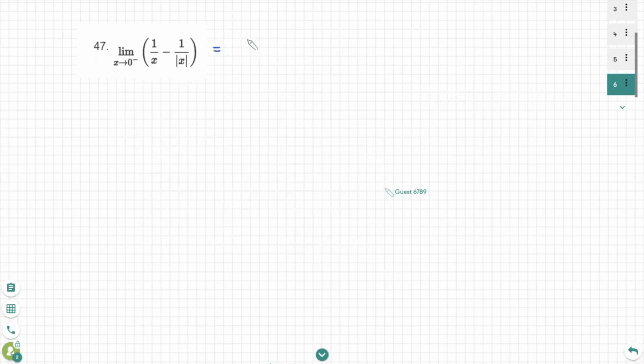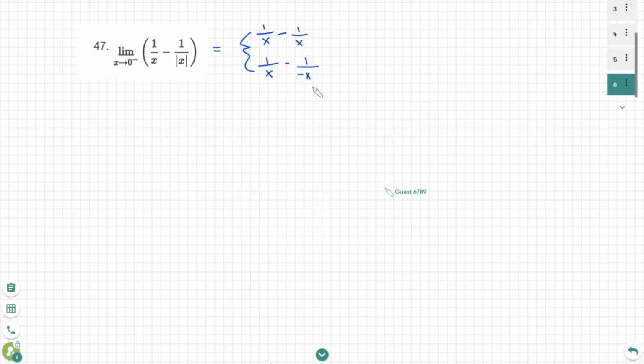If x is greater than 0, then it's just the normal 1 over x minus 1 over x. And if x is less than 0, then it's just 1 over x minus 1 over negative x. Oh, wait. Okay. Yeah, that's right.